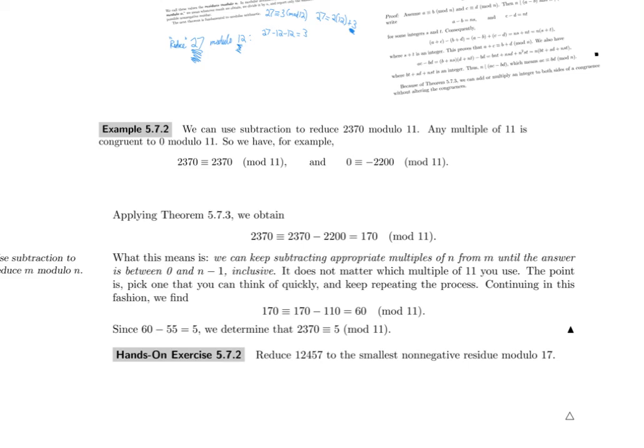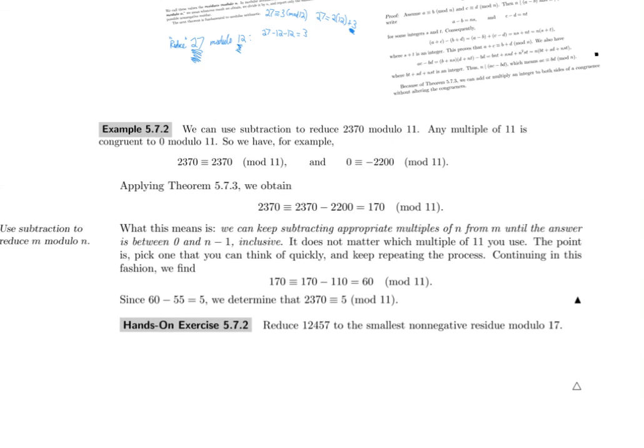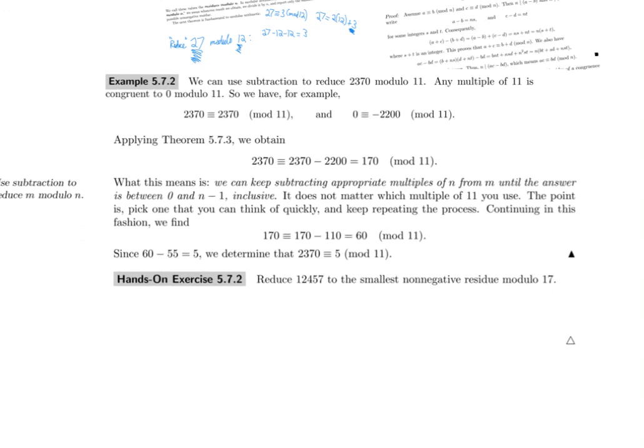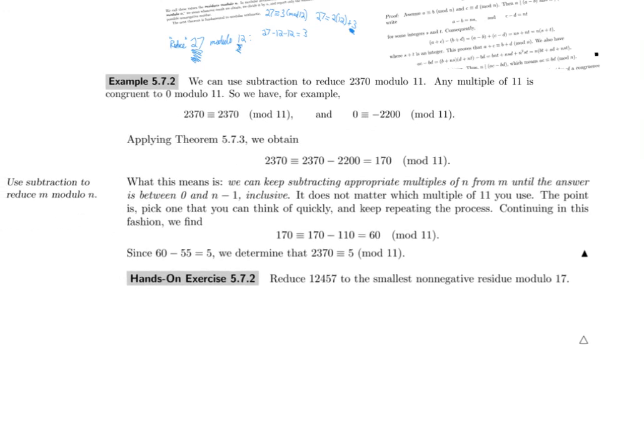So to practice with this, go ahead and give this hands-on exercise a try. Your goal is to reduce 12,457 to the smallest non-negative residue modulo 11. Remember, this is another way of saying basically the remainder when you divide by 11, but rather than applying the division algorithm, we want to try to kick this down by taking away multiples of 11 as needed.